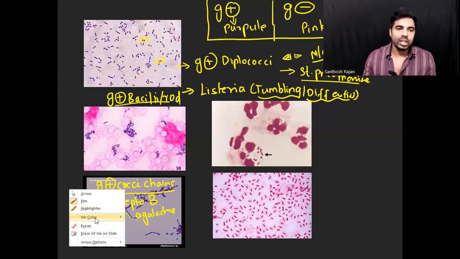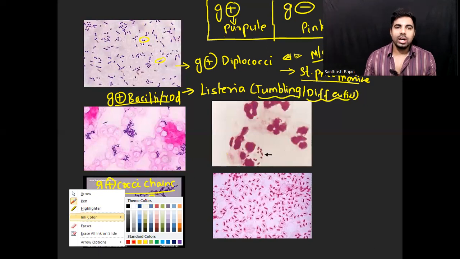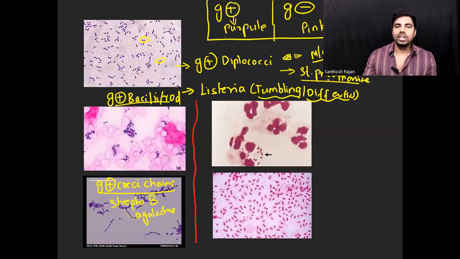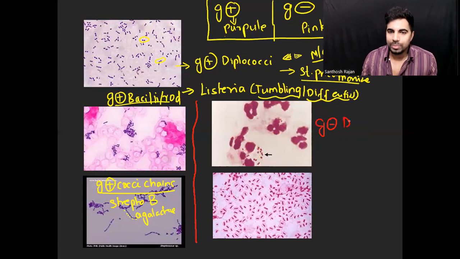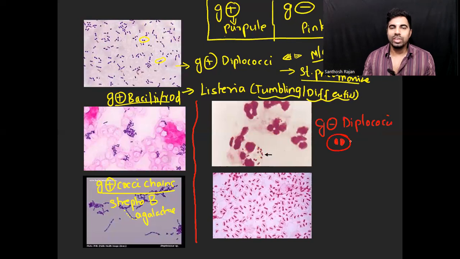Now what about the gram negative? This is the gram-positive organism we saw: either Strep pneumoniae, Listeria, or Streptococcus group B, agalactiae. Now look at this one. Here also it is diplococci, pink color, so it is gram-negative. Gram-negative diplococci. See the shape, it is like a lens shape. Whenever it's lens shape, that is your Neisseria meningitidis. Neisseria meningitidis or meningococcus, they are the same.